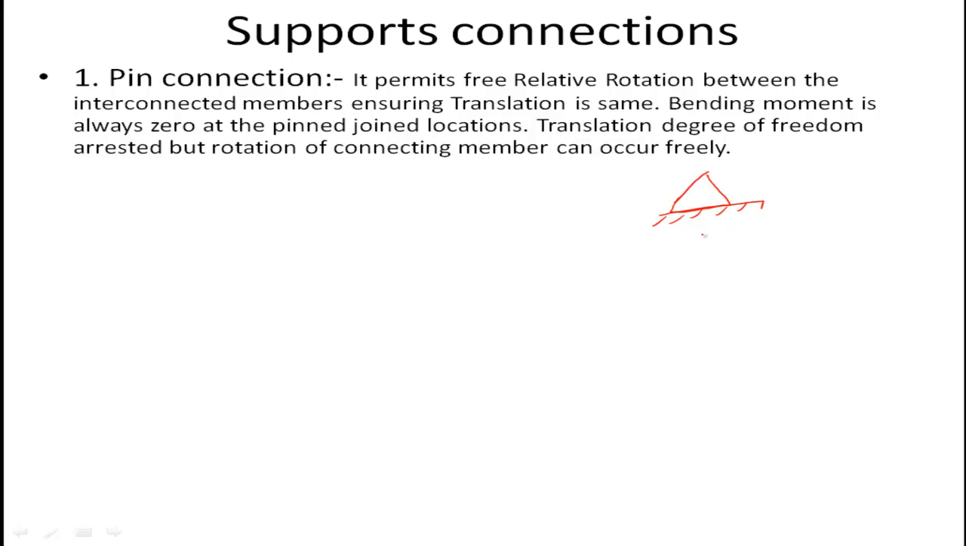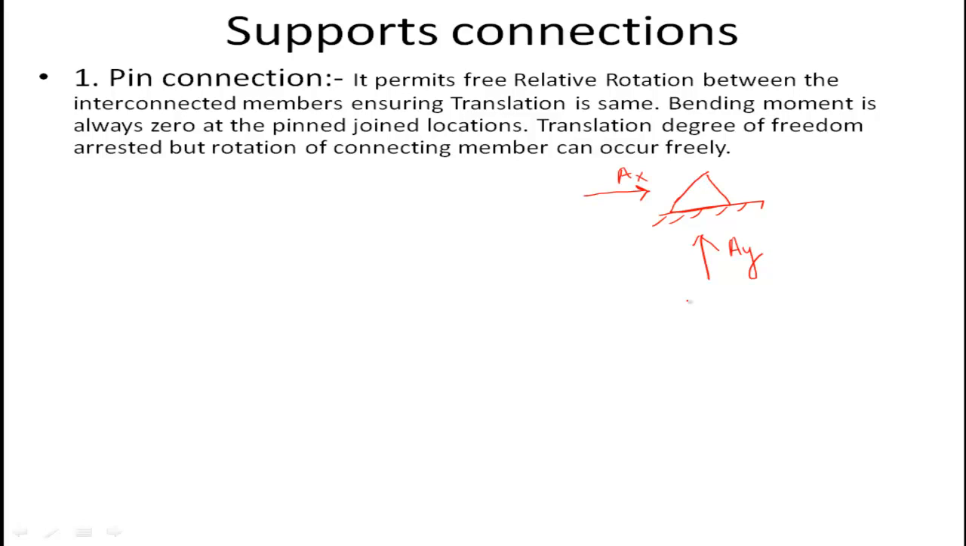In this connection, we have a translation support reaction, that is the vertical support reaction, for example this is AY, and we have a horizontal support reaction which is usually denoted as AX. X is in the X direction and Y signifies that it's in the Y direction. It basically permits the relative rotation between the interconnected members while ensuring that the translation is the same.